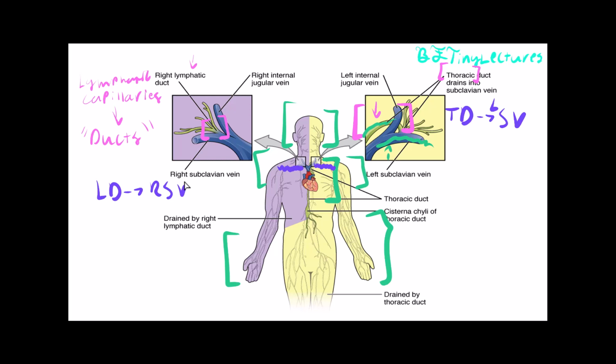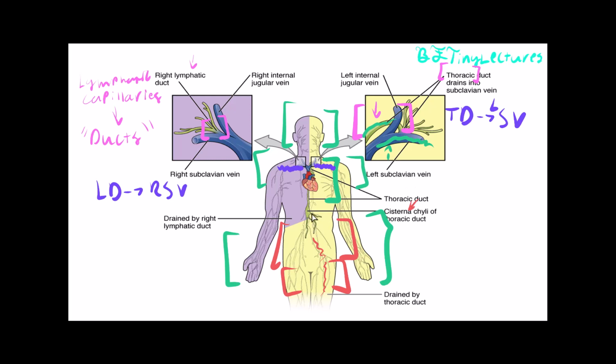For the left portion of the body, we have a thicker duct called the thoracic duct, and that just goes from the thoracic duct into the left subclavian vein. But we just talked about the upper portion of the body. What about the lower portion? What about the legs and the pelvis? What about this area? Well, the lymph fluid is going to accumulate inside this area called the cisterna chyli.